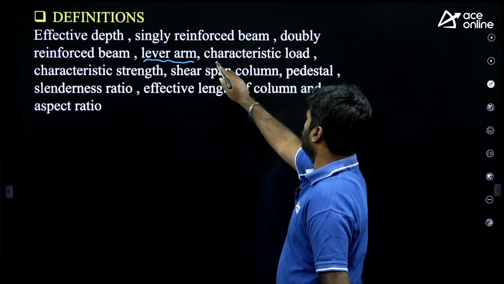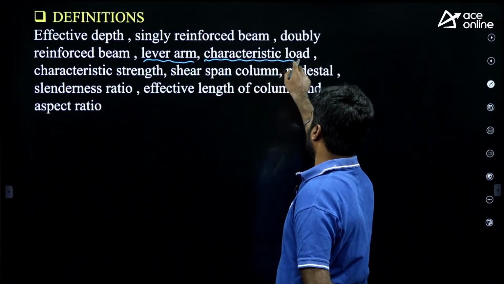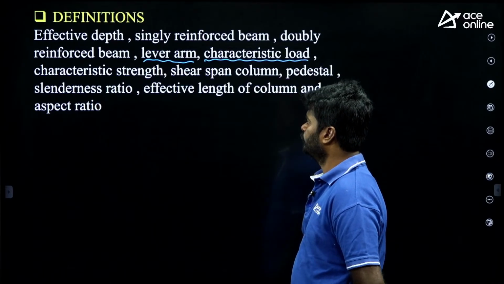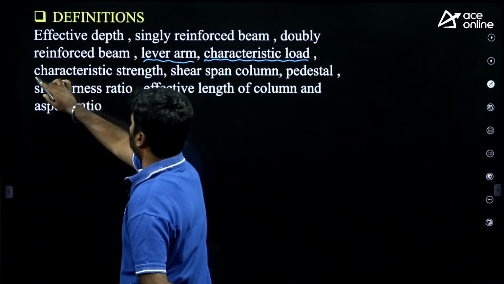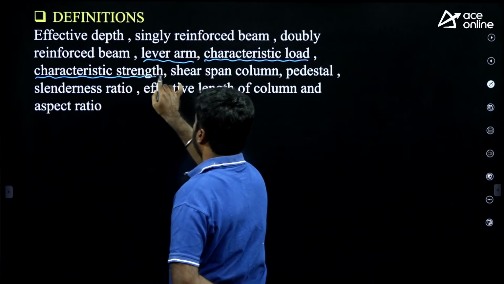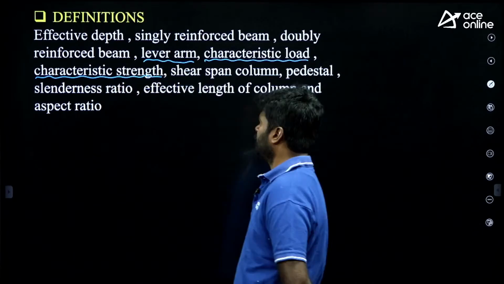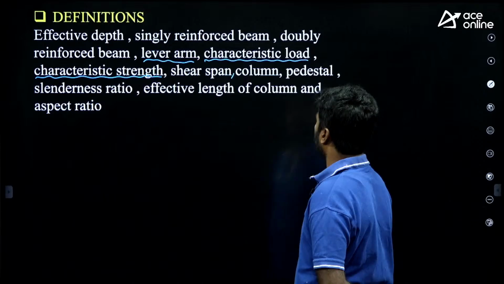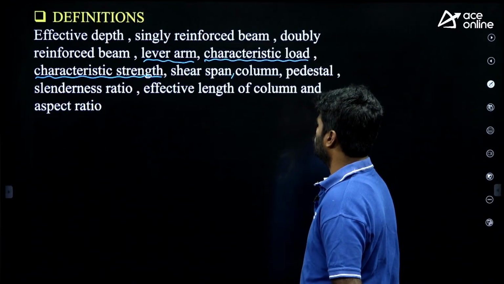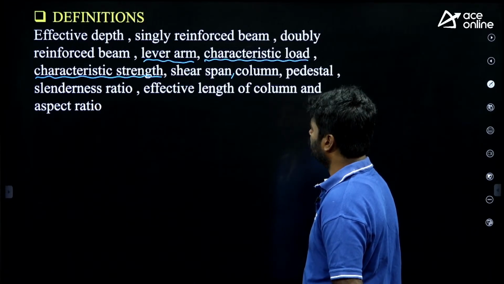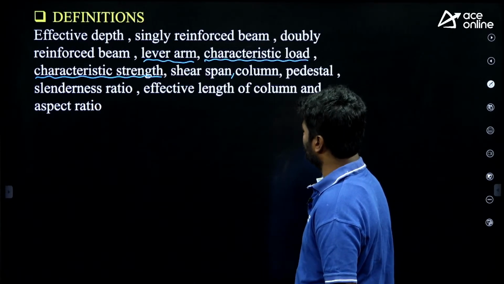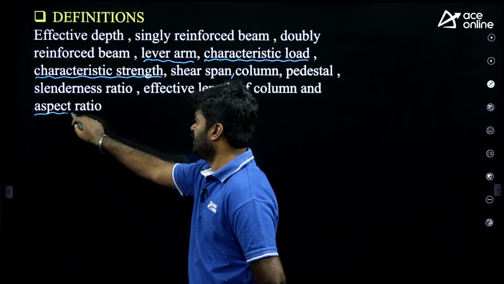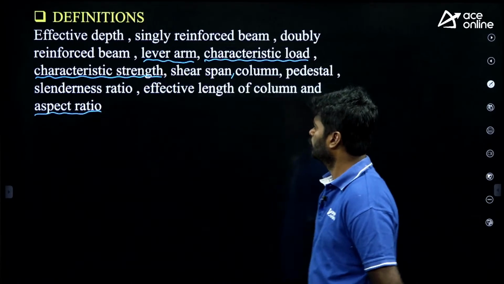Next, characteristic load, important for GATE as well as for ESE. Characteristic strength, yes, important for GATE as well as for ESE. Then shear span, then what is column, pedestal, slenderness ratio, effective length of column and aspect ratio. Yes, there is a chance to ask in ESE.